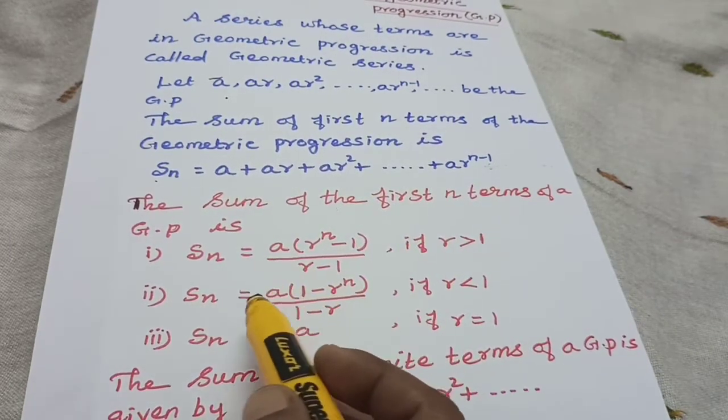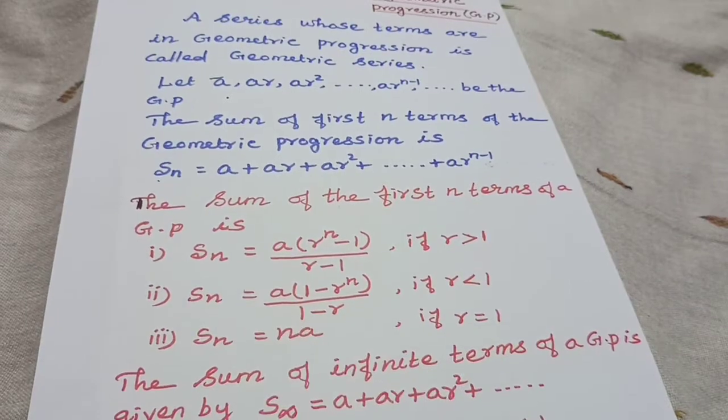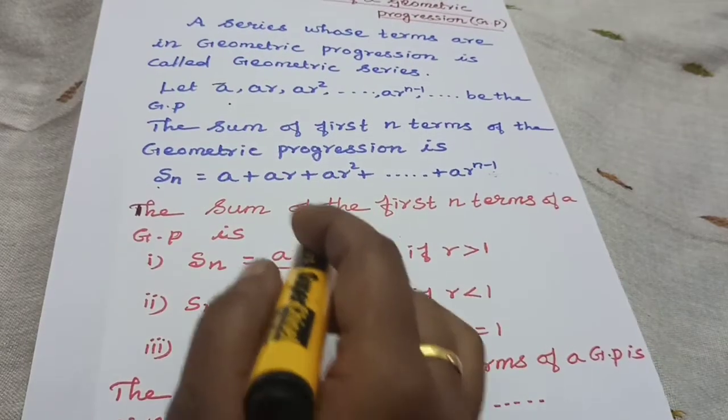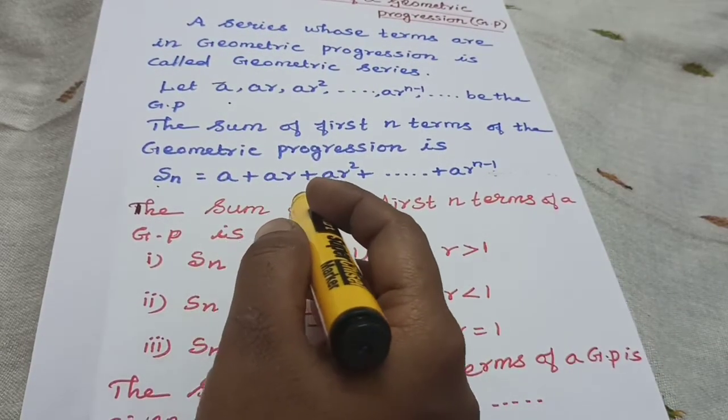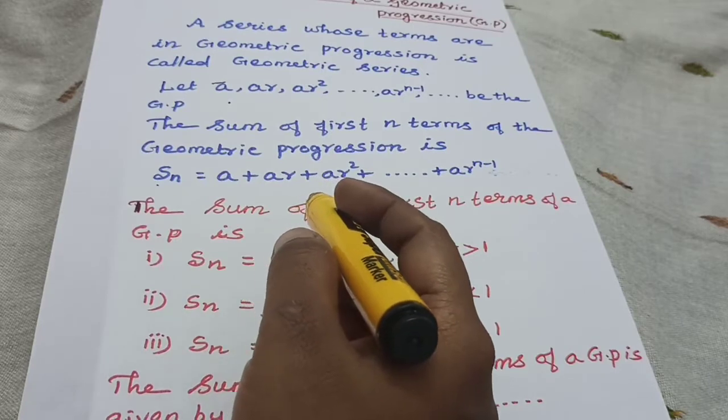Isn't it? Very clear? Then you say, what is meant by series? Sum of the terms of a sequence is called the series.